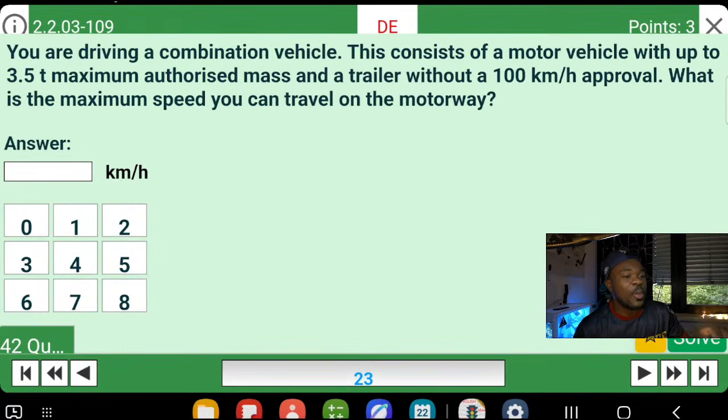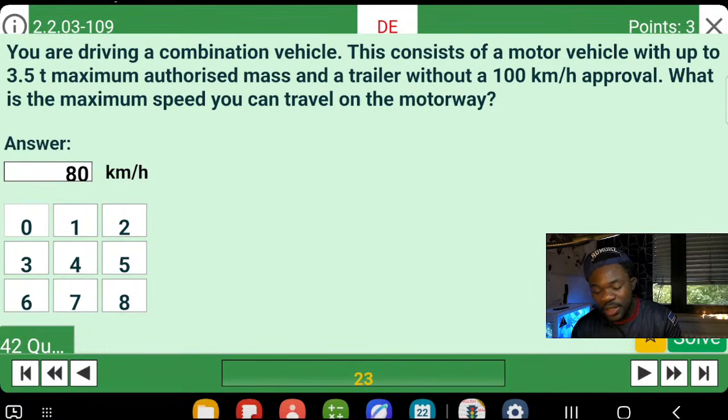You're driving a combination vehicle. This consists of a motor vehicle with up to 3.5 ton maximum permissible mass and a trailer without a 100 kilometers per hour approval. What is the maximum speed you can travel on the motorway? Remember what we talked about. What is the maximum speed you're allowed to drive a car and a trailer combination outside the built-up area? Do you still remember? 80.